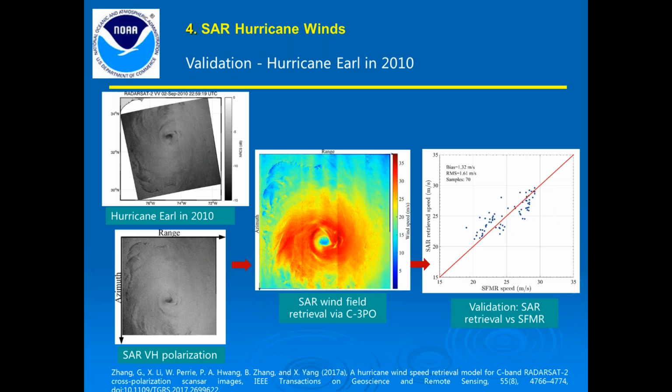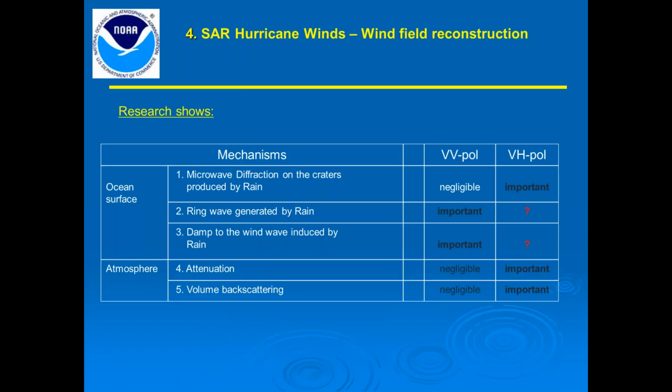And then this is a published result. We did one validation, again using National Hurricane Center SFMR data, and you can see the bias and standard deviation are quite good. It's usually below 2 meters per second for both the bias and the standard deviation. I think this is very close to the instrument limit.